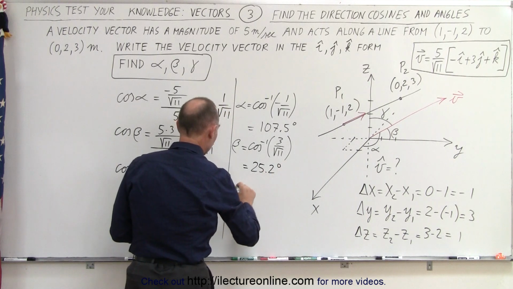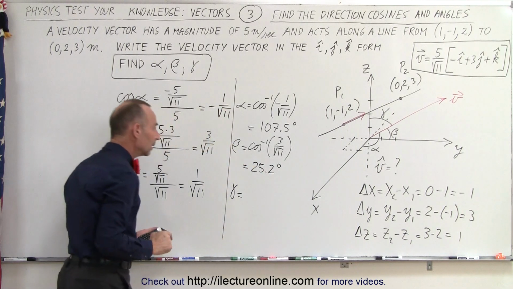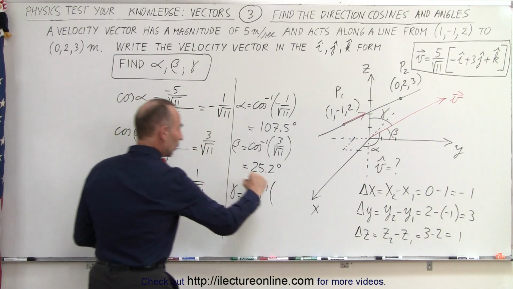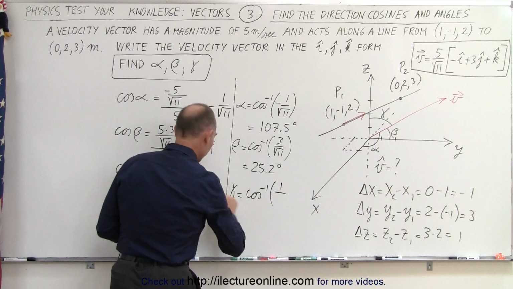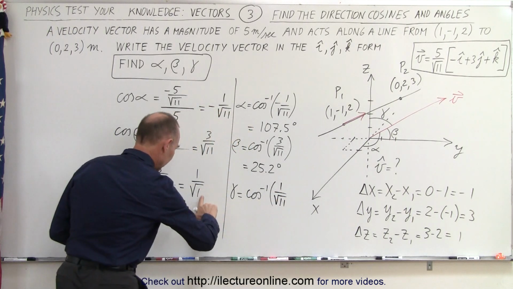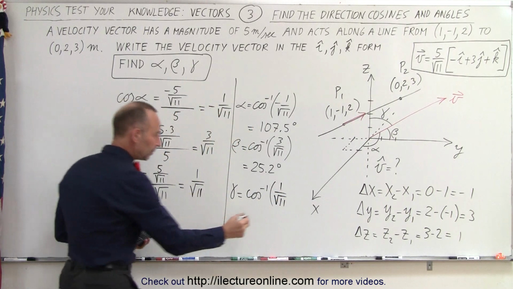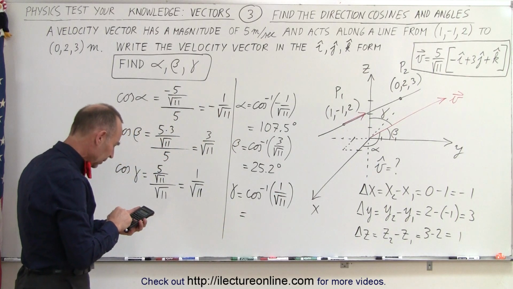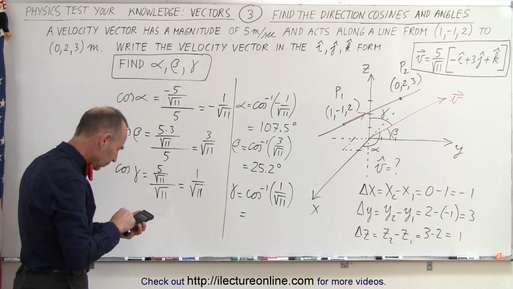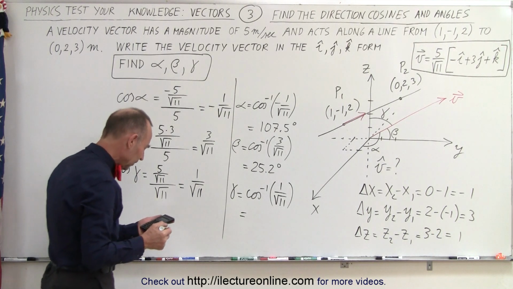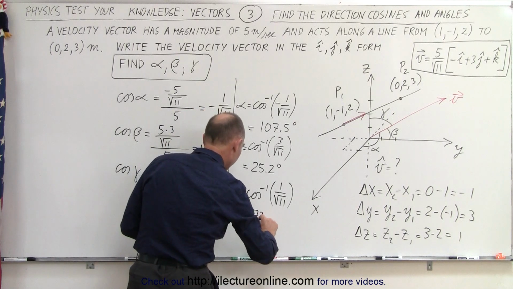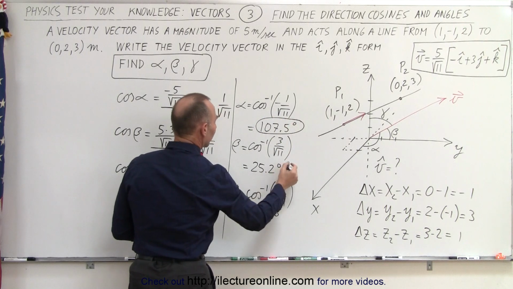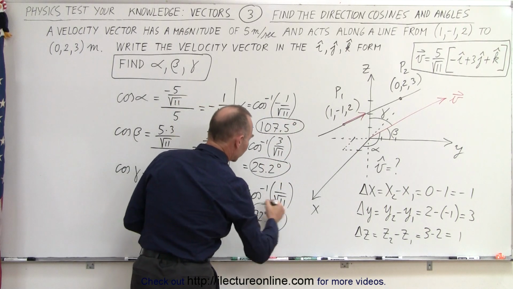And finally, gamma, we take the inverse cosine of 1 divided by the square root of 11. This doesn't look like an 11, does it? There, that's better. And that would be equal to, so we have 1 divided by the square root of 11, take the inverse cosine, that would be 72.5 degrees. So here we have it, the three angles between the vector and the x-axis, the y-axis, and the z-axis.